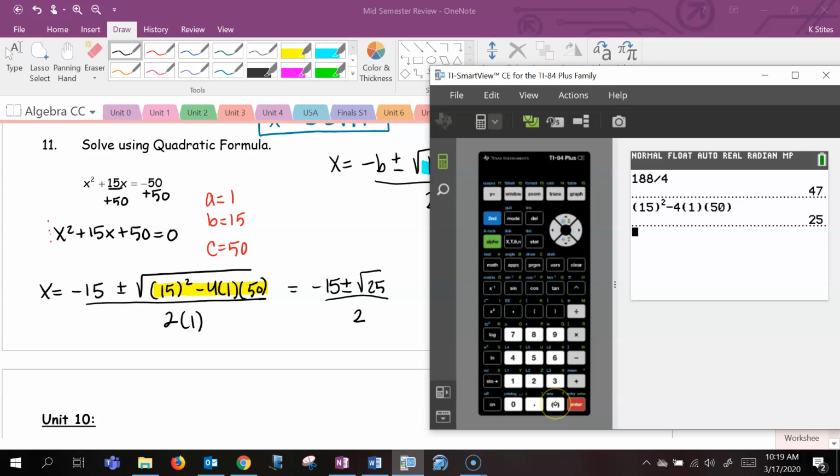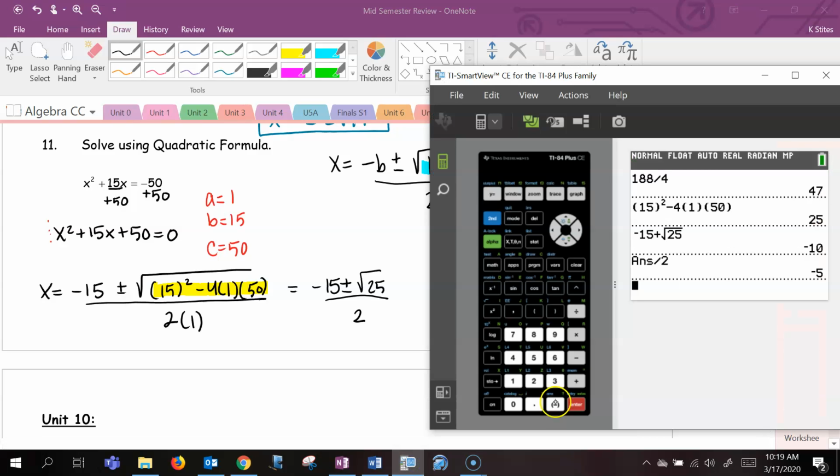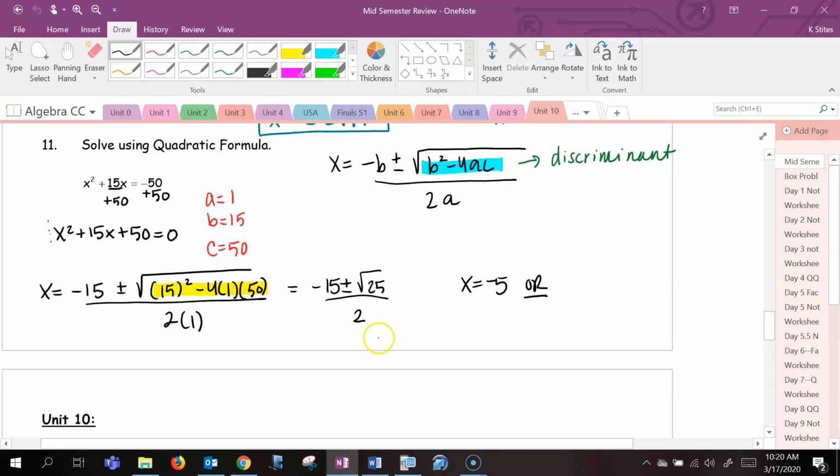So let's go ahead. We have negative 15 plus square root 25, enter. Don't forget to divide by 2. So first solution, x equals negative 5. Or now we do the other one, negative 15 minus square root 25, enter. Don't forget to divide by 2. So negative 10.